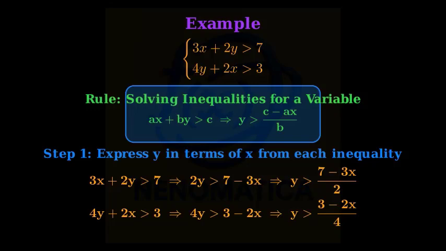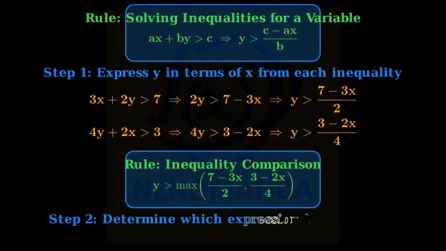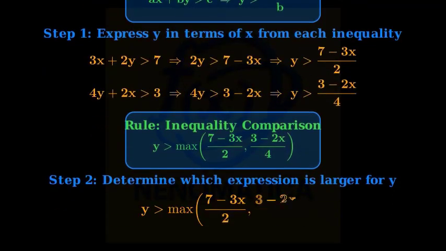Step 2. Because y must be greater than both expressions, it must be greater than the maximum of the two. Show that as a rule. Write y greater than the max. Next, compare the two right-hand sides to see which one is larger for different x.